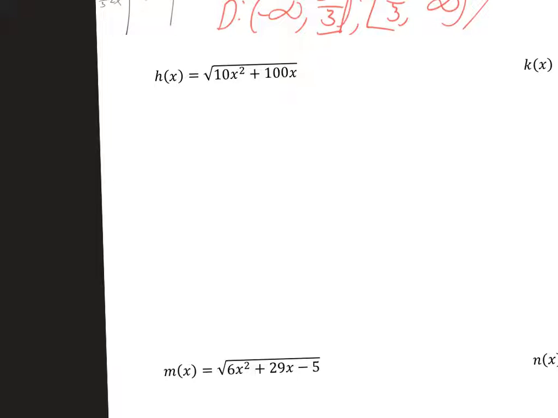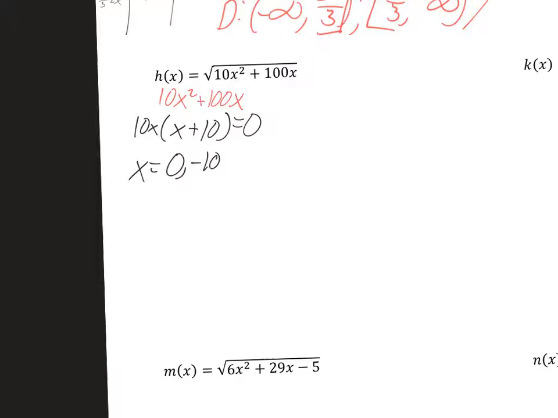So looking at this, I have 10x squared plus 100x. Now, what can I pull out? Well, it looks like I can pull out a 10 and an x. So I have 10x, so that leaves me with x plus 100 divided by 10 is 10. X divided by x is just x. So that tells me that 10x equals 0, so that means x equals 0. And x plus 10 equals 0, so that means negative 10.